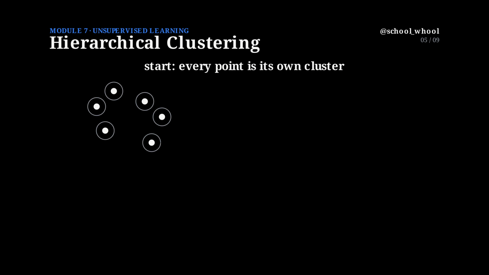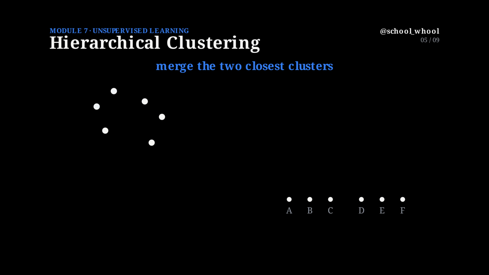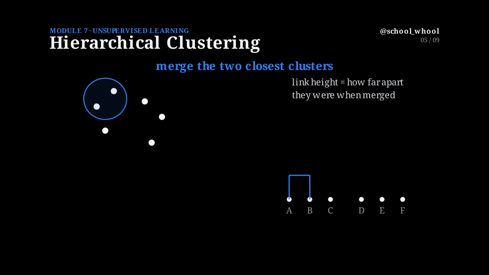Every single point starts as its own tiny cluster. 6 points here means 6 clusters, each a group of 1. Below, we'll grow a tree that records everything that happens next. The rule is simple. Find the 2 closest clusters, and merge them into one. These 2 points are nearest, so they join first.